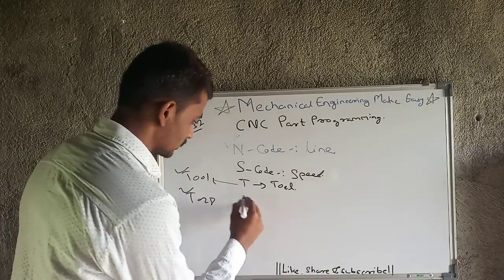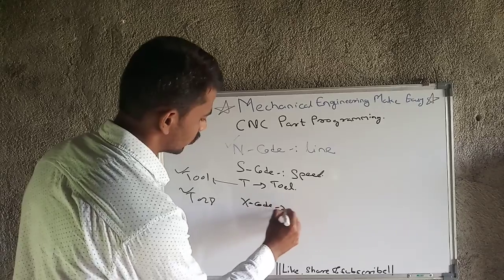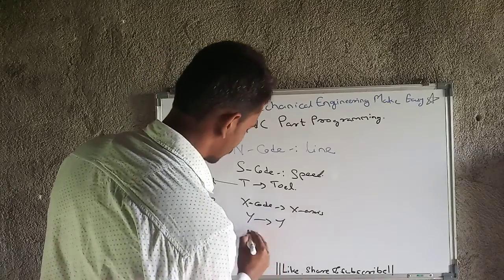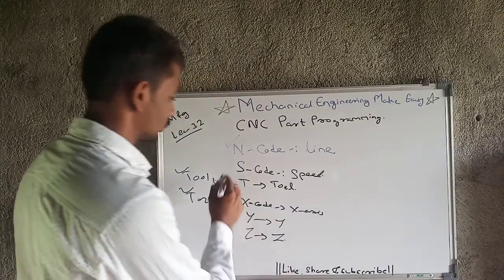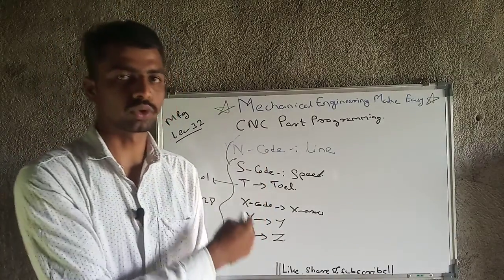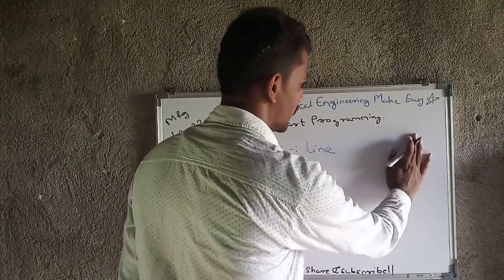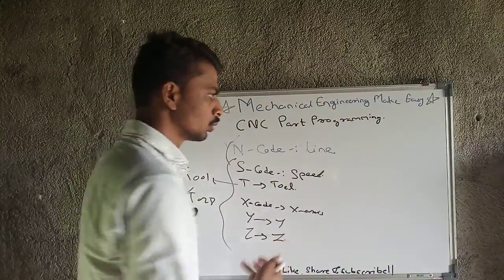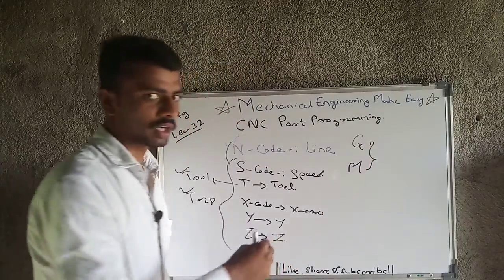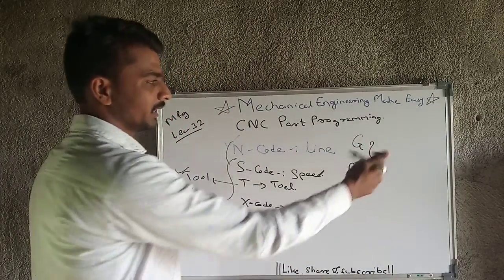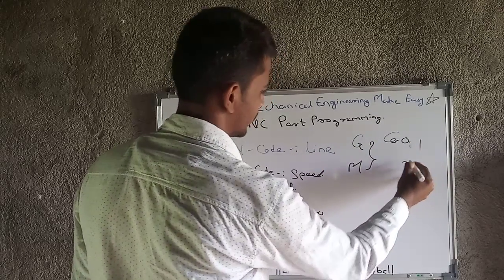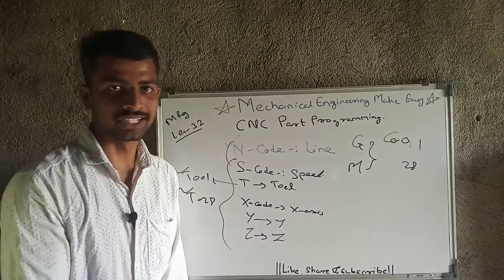Then next is the X code for X axis, then Y code for Y axis, and Z code for Z axis. These 6 codes we have seen up till now: N code, S code, T code, X code, Y code, Z code. Apart from this, part programming has 2 major types of code, that is G and M. For different operations, different specific numbers will be there, for example G01, G02, G28, M08, M09, M28, likewise.